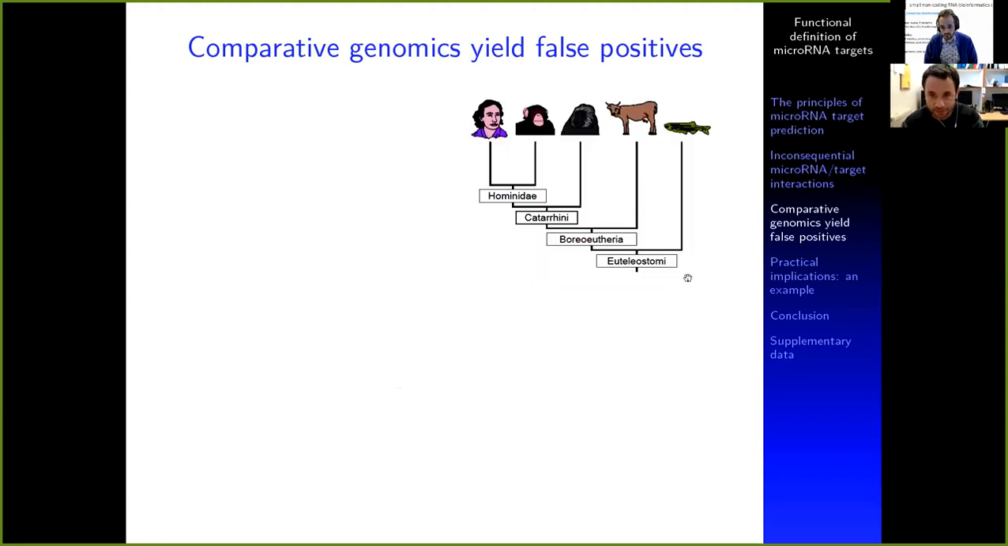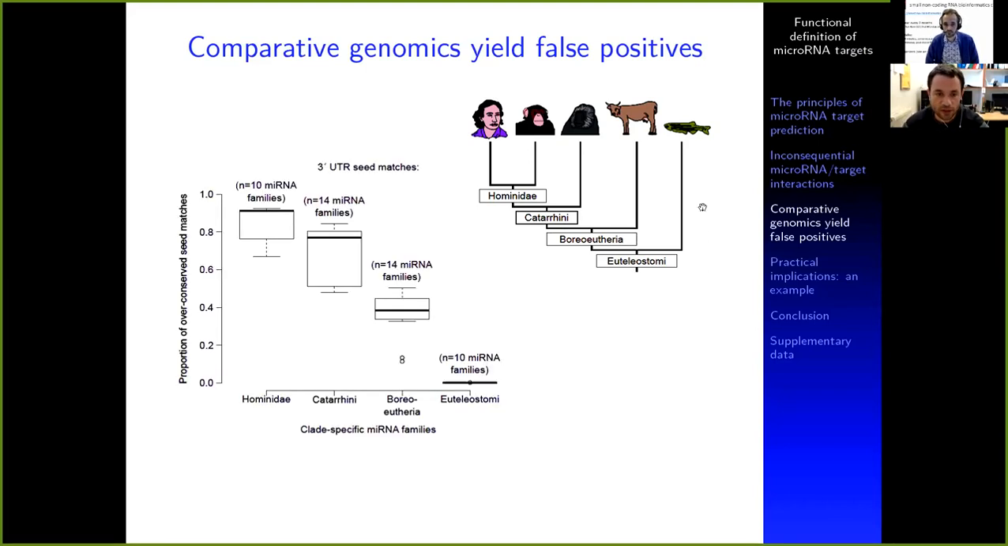And so for this we looked at various microRNAs in the human lineage because we needed enough data, and that's where we got most of the data. So what is shown here on the y-axis is the proportion of seed matches in 3' UTRs for any given microRNA family which is over-conserved, which means that the seed match itself in the UTR is more conserved than the microRNA itself. And then we classified microRNAs by their conservation.